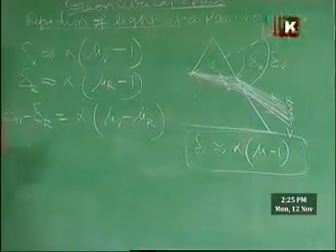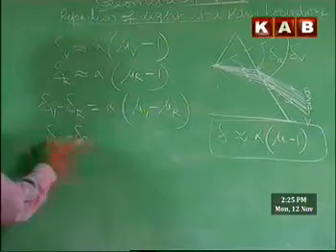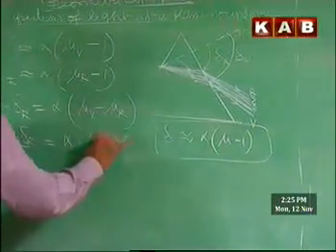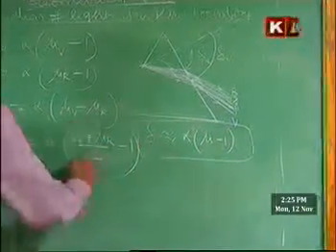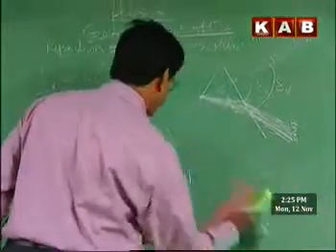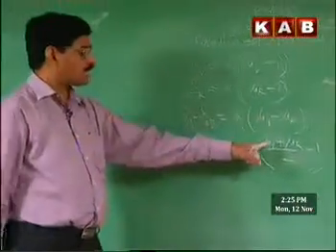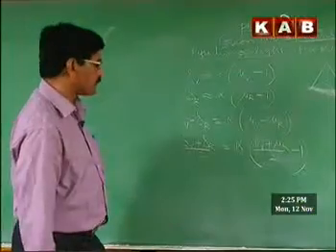This is delta V minus delta R, and (delta V plus delta R) by 2 is equal to alpha into ((mu V plus mu R) by 2 minus 1). So this is going to be the average deviation, and this is the angular width of the spectrum in terms of refractive indices of the violet and red rays for the given prism material.